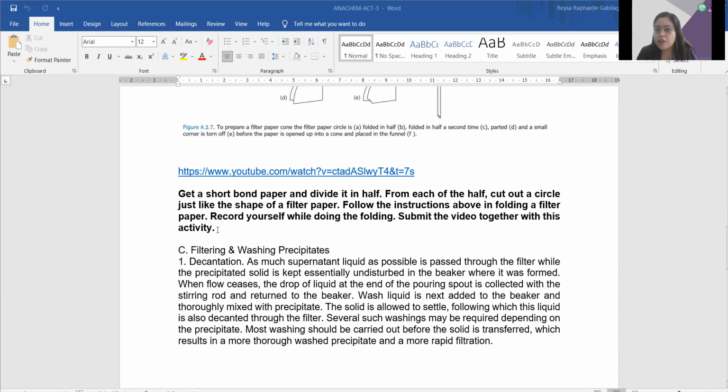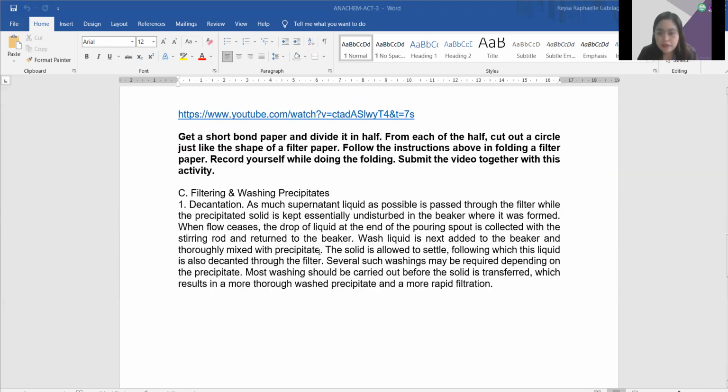You have to get a short bond paper and divide it into half. And then from each of the half, you have to cut a circle kagaya nung mukha ng filter paper natin in the laboratory. And then you have to follow the instruction on how to fold the filter paper. But while you are folding, while you are doing the procedure, you have to take a video of yourself. And you have to submit the video together with this worksheet. So dapat dalawang file yung matatanggap ko for activity number 3. Again, the worksheet and also the video sa pag-fold ng filter paper.